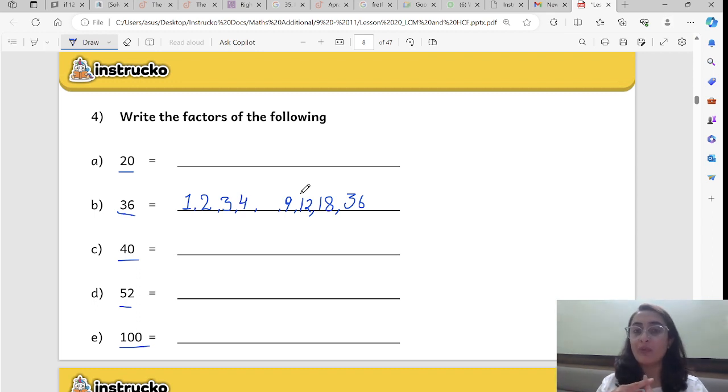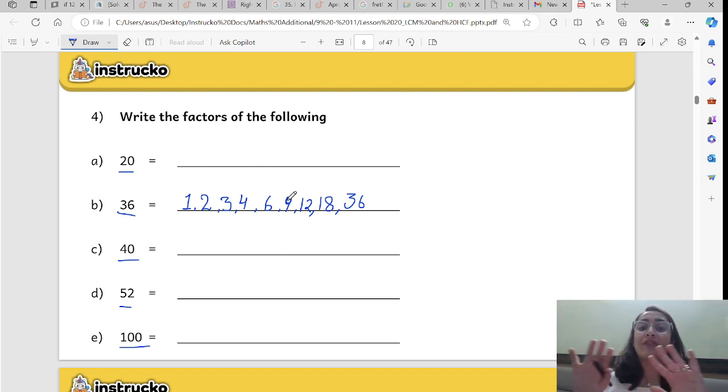So start checking them quickly. 5 is not a factor of 36. 6, however, is a factor of 36. So the only factor that is left to be written here is 6. Why 6 single? Because 6 multiplied by 6 is 36 and there is no point writing 6 twice. So we will only write 6 once.